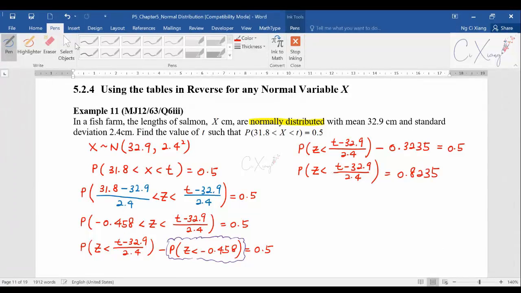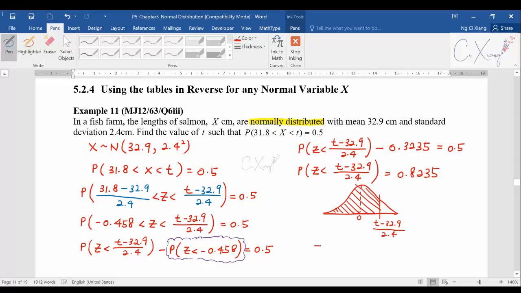If you look at this, you can treat the whole thing, t minus 32.9 divided by 2.4, as a. If you look at the pattern, it is actually Z smaller than a equals 0.8235. Can you see the pattern? If you want to draw the table, where should a be? Your a should be here, because the area on the left hand side of a should be 0.8235. So a is t minus 32.9 divided by 2.4.